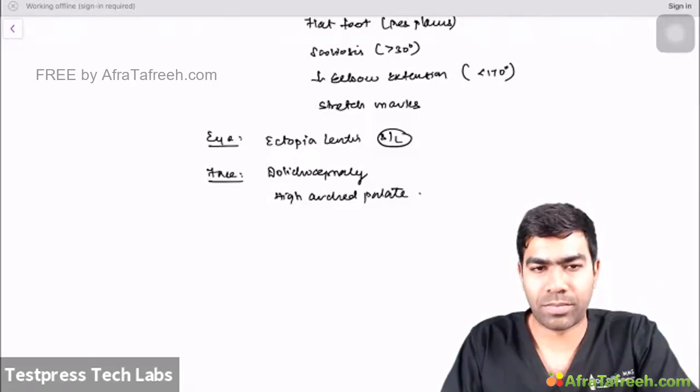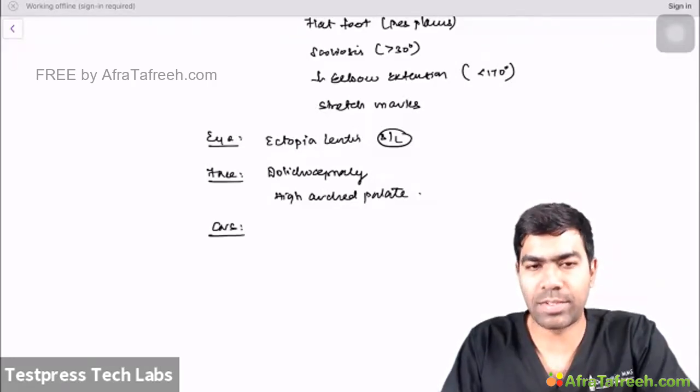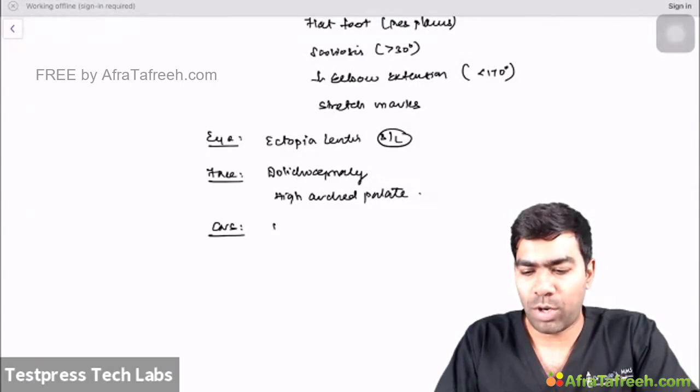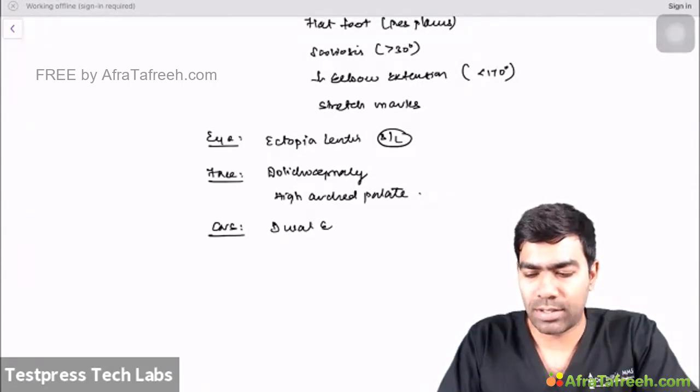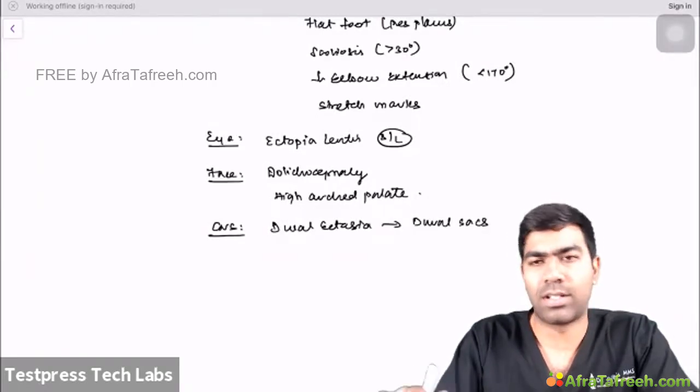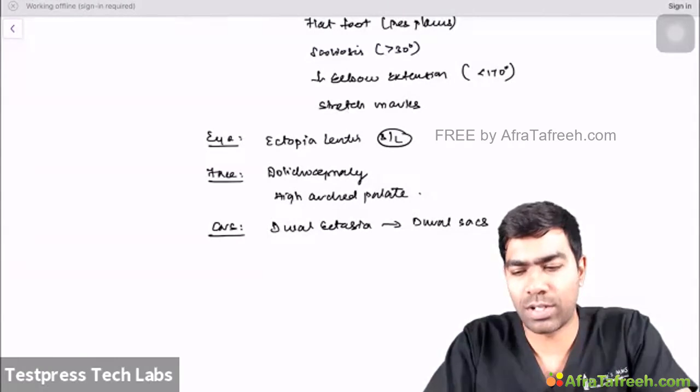Then CNS, as far as the central nervous system is concerned, one important thing is dural ectasia. Loose dura that will result in the formation of dural sacs, which I'll show you in some time. So what do you mean by dural sacs?